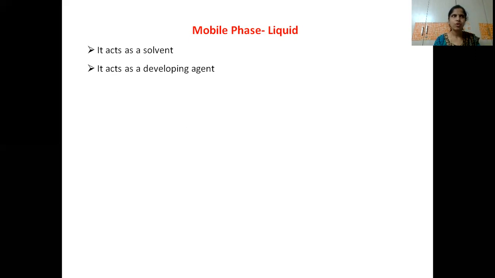Just now we have seen in the column where the mobile phase is run down and the separation takes place. That separation we call developing. It also acts as an eluting agent. When it comes out of the column, we call it eluate. When it interacts with the sample, the components get separated, and it acts as an eluting agent where it brings the components out of the column.